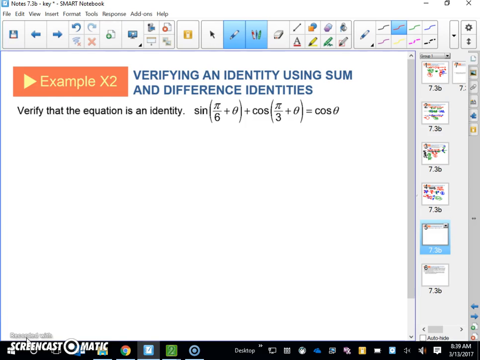I see a sine sum. And so let's use our identity for a sine sum. I'm going to take this sine sum and just convert it into the sine plus... Sine sum was sine, cosine, cosine, sine. And so it's going to be sine of the first one, cosine of the second one, plus cosine of the first one, sine of the second one.